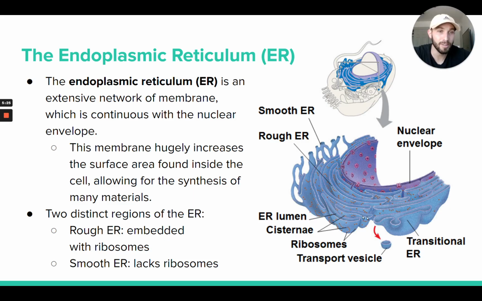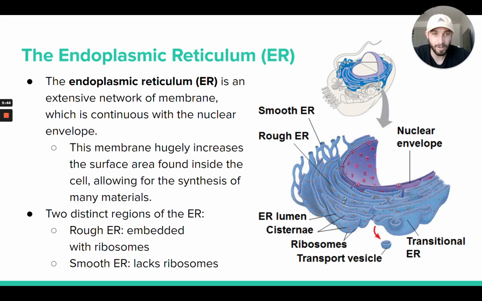A lot of times on these surfaces, there are chemical reactions happening, or we'll see in a second that there are proteins being built on this membrane. And so that's good, having more surface inside the cell for things to happen. And then there are two types of ER that you're going to see: the rough ER and the smooth ER.